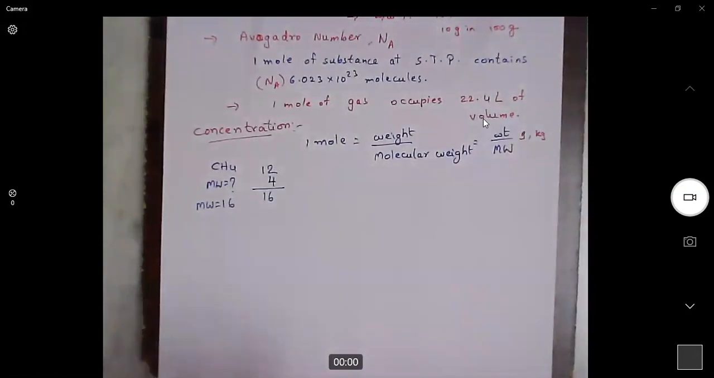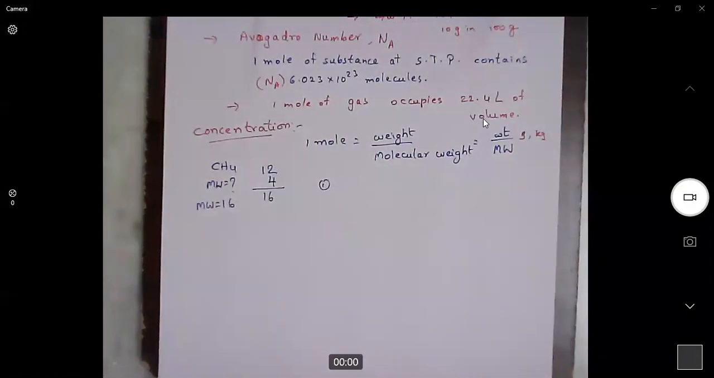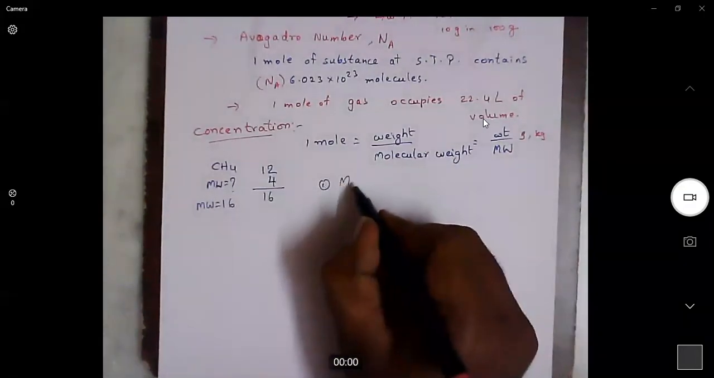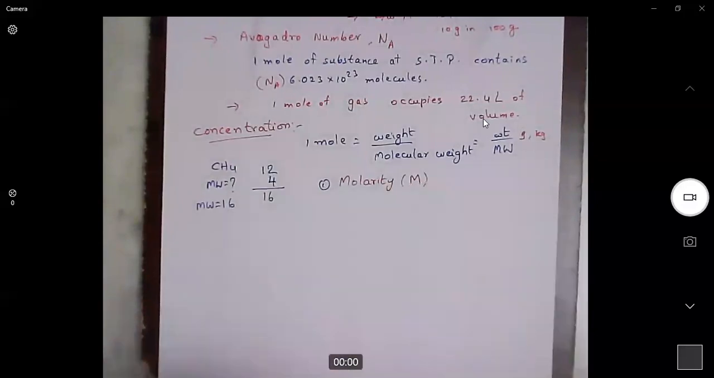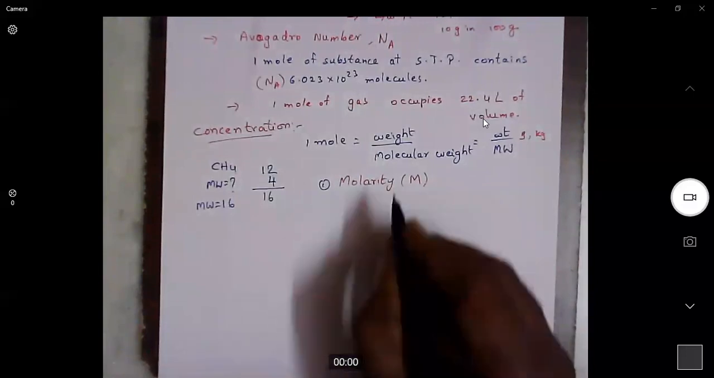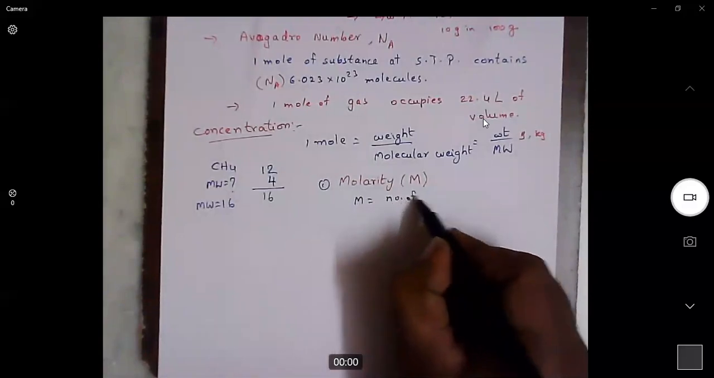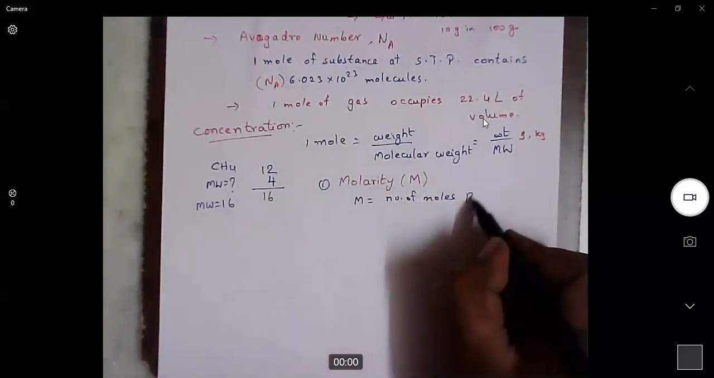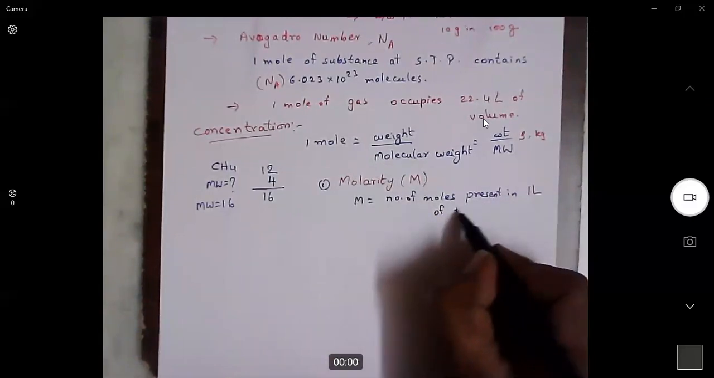Now, there are four different units to express the concentrations. Of course you all might have known this: molarity, which is indicated by capital M. What is molarity? Molarity is nothing but the number of moles present in 1 liter of the solution.